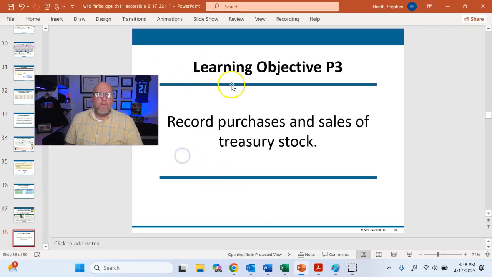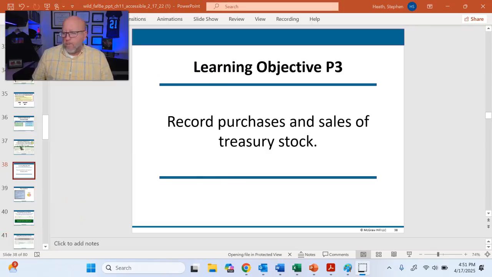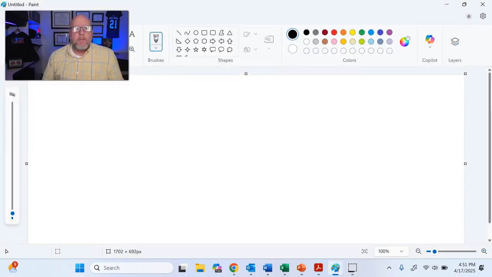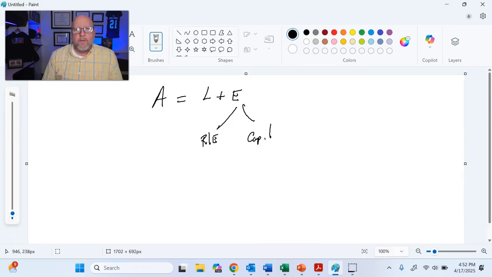All right, in this video, we're covering Treasury stock. Before I even get into that, we should probably talk about what Treasury stock is first. Let's start with assets equal liabilities plus equity. We were saying that equity has two components, retained earnings and capital. So let's talk about stock, authorized stock, and issued stock.